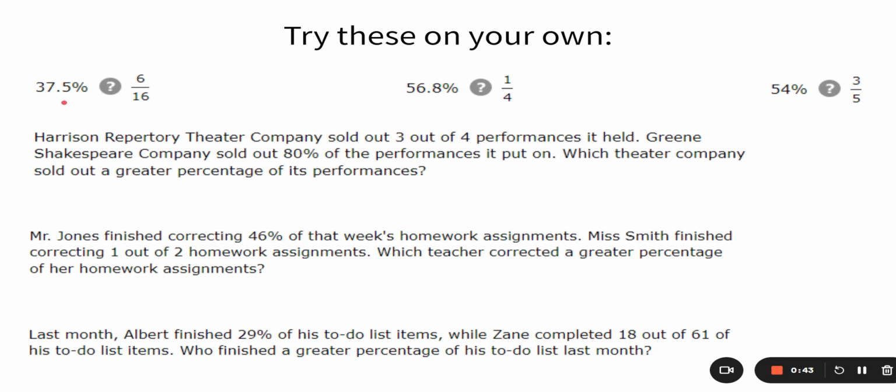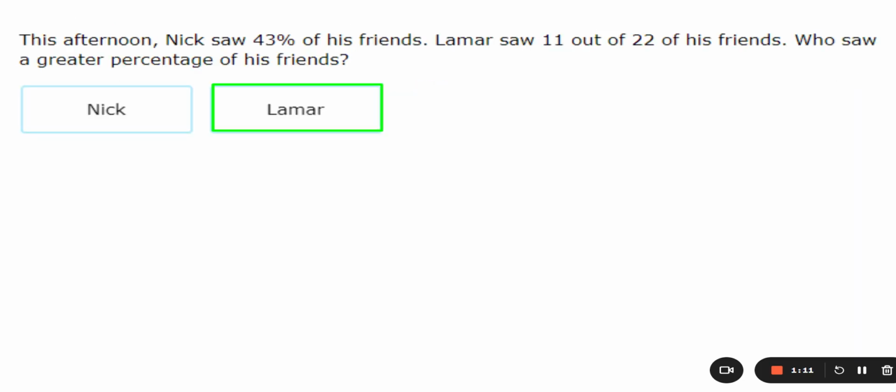So we have 37.5%. We're comparing that to 6 over 16. Now 6 over 16, I can simplify that. I can divide them both by 2. So 6 divided by 2 gives me 3, and then 16 divided by 2 should give me 8. Now at this point it might be a little bit of a challenge because I have to divide 3 and 8. So let's go over to this screen here. We're going to be using it as a scratch paper.